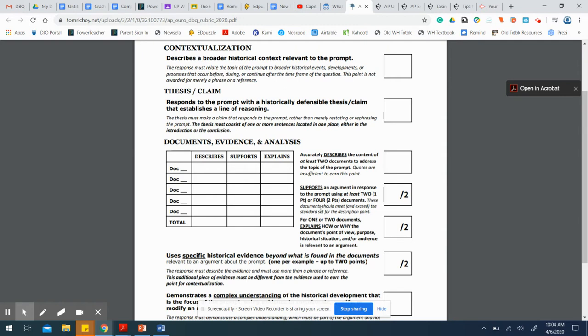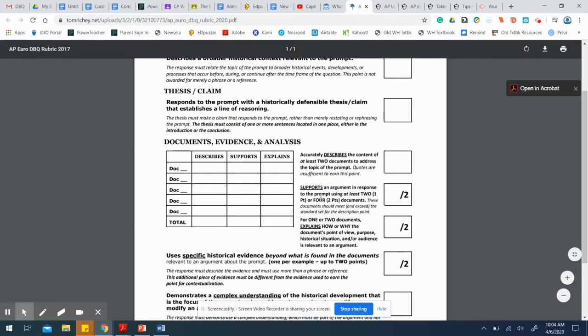So it supports an argument in response to the prompt using at least 2 or 4 documents. So 2 for 1 point, 4 for 2 points. So obviously you want to use 4 documents. These documents should meet and exceed the standards set for the description point. So once you make your argument and decide what you're going to be writing about, how to answer the prompt, you need to use 4 documents to support that argument.